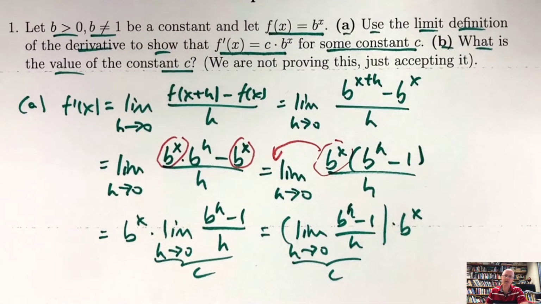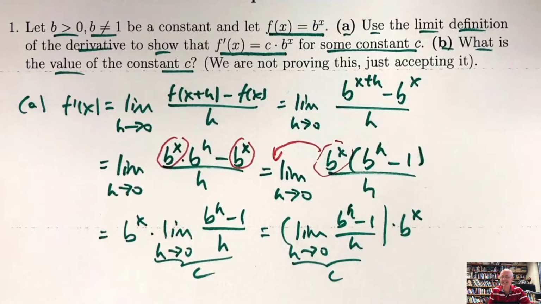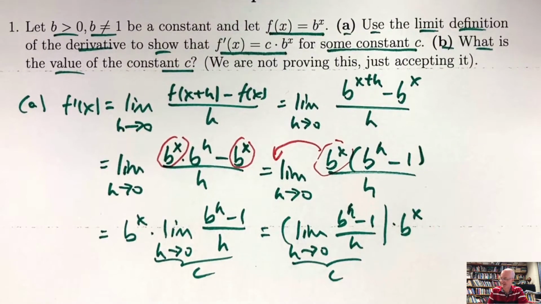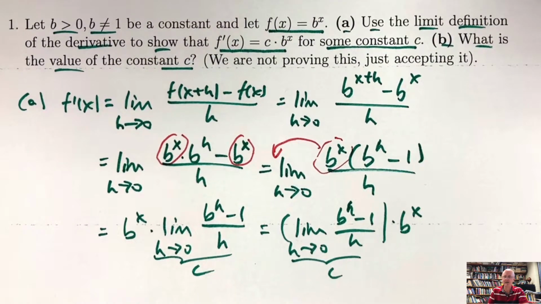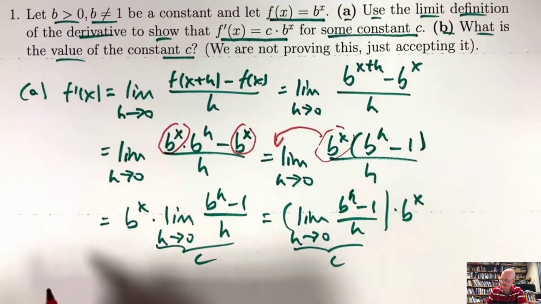Now, I'm really not proving things. You might wonder, does this limit exist? How do I know it exists? Well, you could try to provide graphical evidence for yourself by trying different values of b, plugging in different values of h, and seeing that we seem to be approaching some constant. You could also make the graph of this function of h. It does exist and does equal some constant. And yeah, let me now tell you what that constant is.